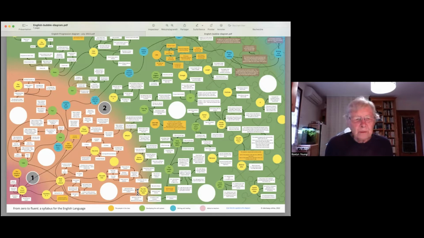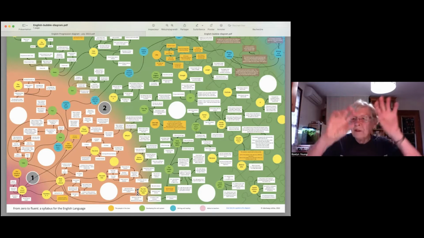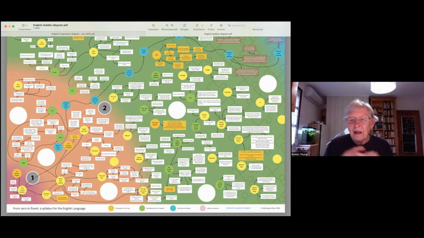Because one of the problems is that, what I've noticed, for example, is people who are used to using a textbook. In a textbook, you have chapter 1, which is going to deal with this, and then chapter 2, which will deal with that. And what people get is a very spotty idea of what the language is about.